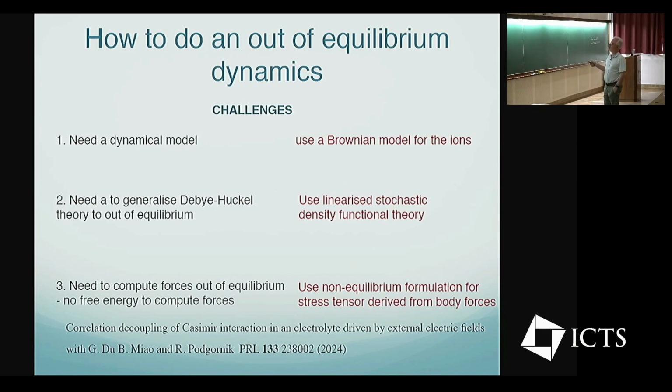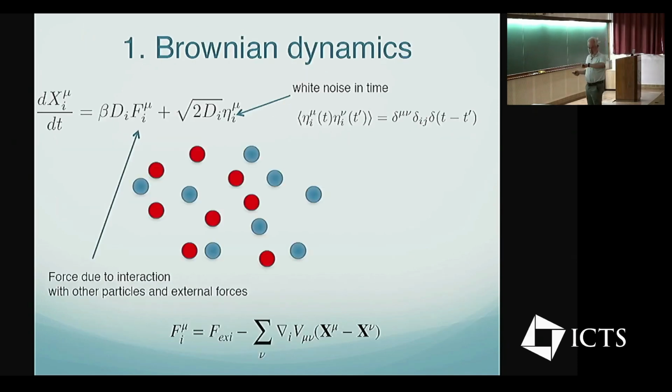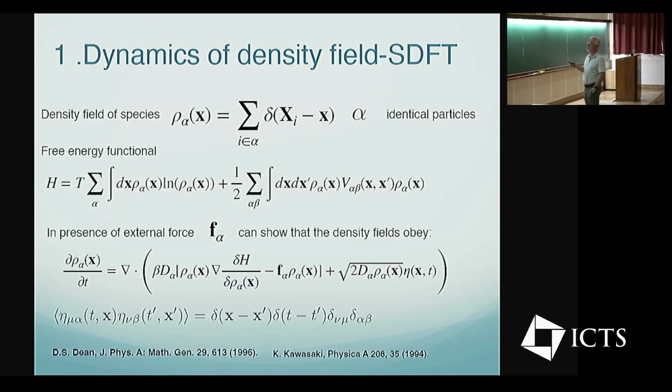So we're going to use a Brownian model for the ions, we're going to use linearized stochastic density functional theory, and use a non-equilibrium formulation for the stress tensor, because it's not trivial to derive the force out of equilibrium. So there are three major technical points. This is the Brownian dynamics. We just take Brownian particles, so basically we have a Langevin equation. The force acting on each particle is just an external force plus the interaction due to the other particles. So I have different species types.